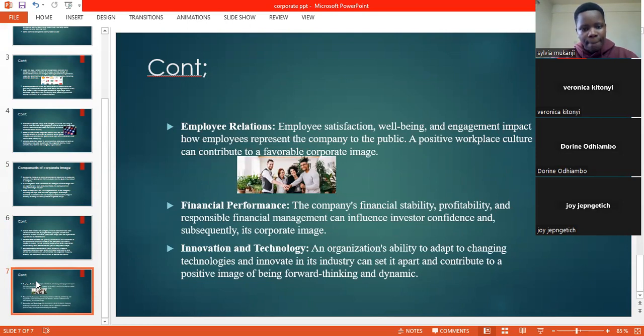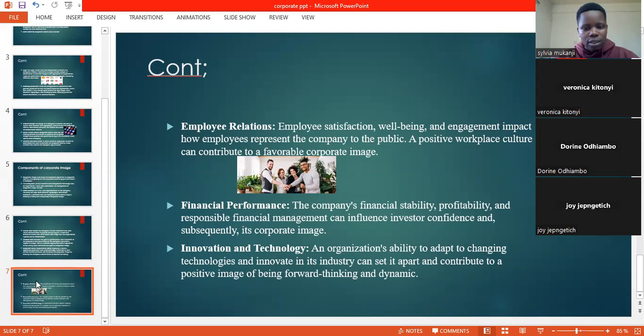As you can see there, that is a sign of cooperation among employees. So employee relationship is very crucial to a company, and it can lead to a positive image created for a company by the employees. Then there is financial performance. The company's financial stability, profitability, and responsible financial management can influence investor confidence and subsequently its corporate image.